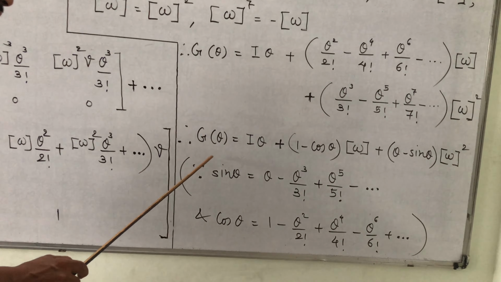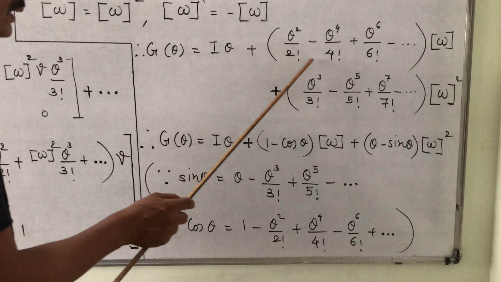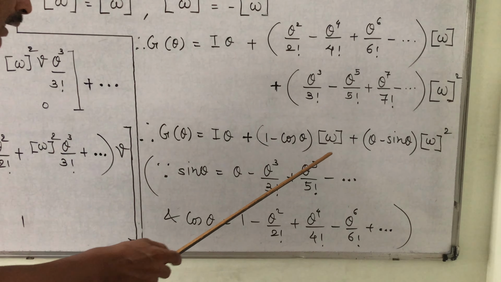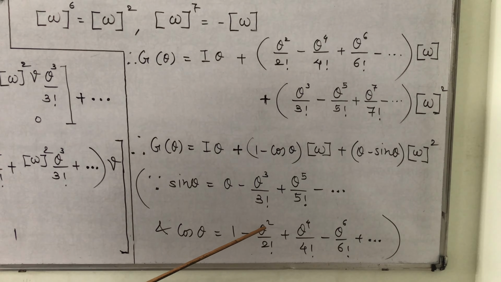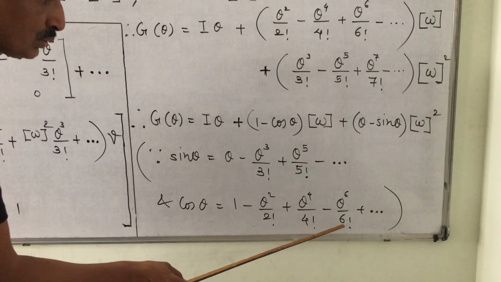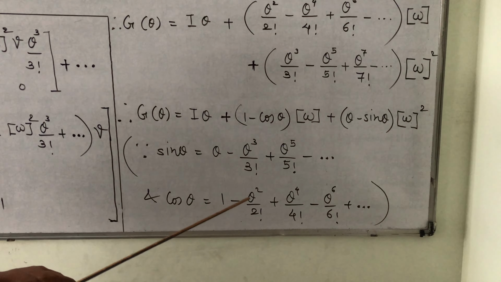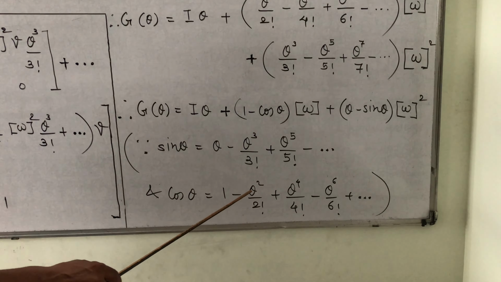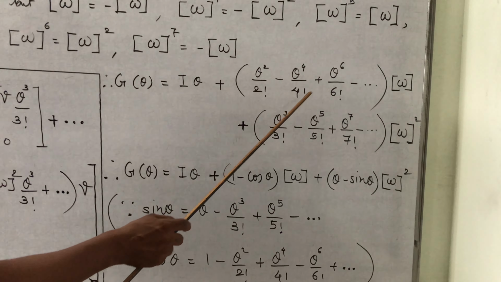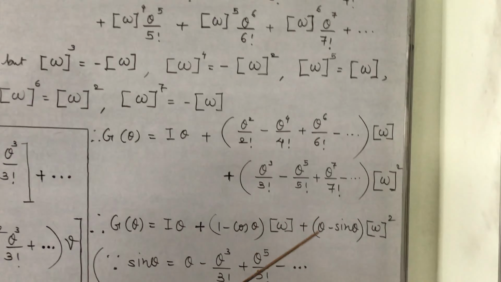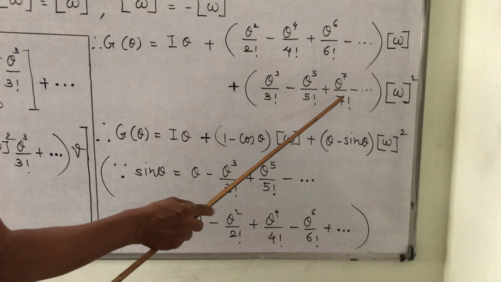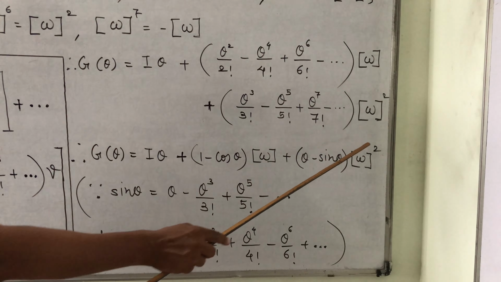Now g of theta is I theta. This one is nothing but 1 minus cos theta into omega, because cos theta is 1 minus theta square by 2 factorial plus theta raised to 4 by 4 factorial minus theta raised to 6 by 6 factorial plus and so on. So readjusting the terms, 1 minus cos theta is theta square by 2 factorial minus theta raised to 4 by 4 factorial plus theta raised to 6 by 6 factorial minus and so on. Here theta cube by 3 factorial minus theta raised to 5 by 5 factorial plus theta raised to 7 by 7 factorial dot dot dot, omega square.